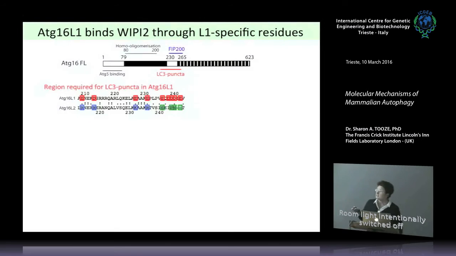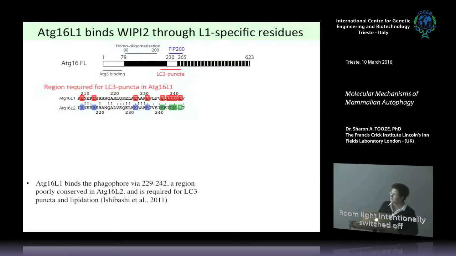So in humans, there's actually two HG16 proteins. They're very similar. HG16L2 is slightly shorter. They have this domain that binds HG5 because it's part of the HG5-12-16 complex. It has an oligomerization domain. And it also has a domain which is required for LC3 puncta formation, and that was shown by this lab.